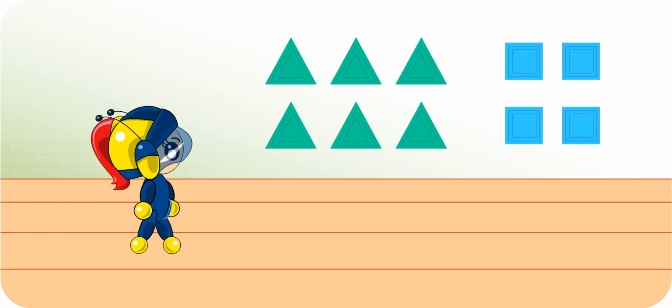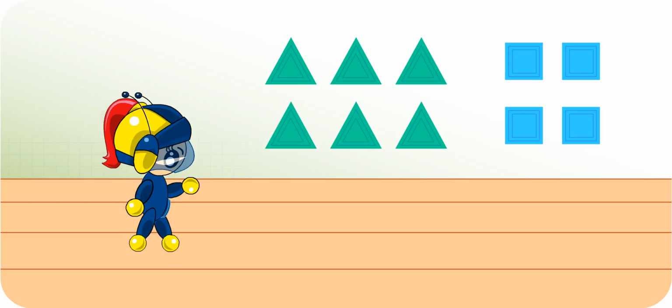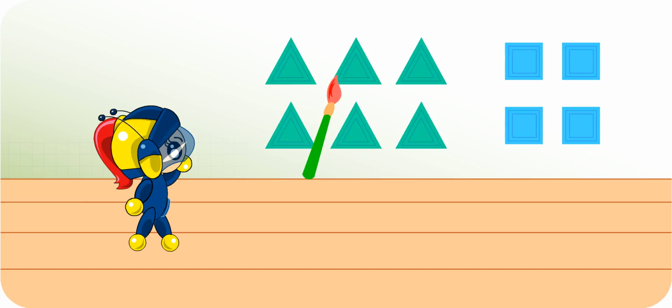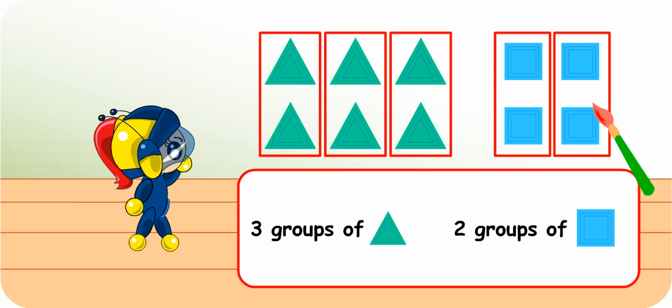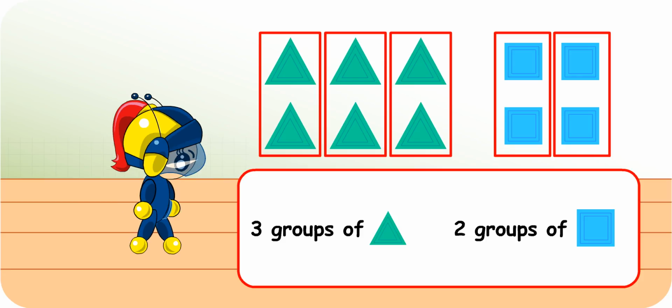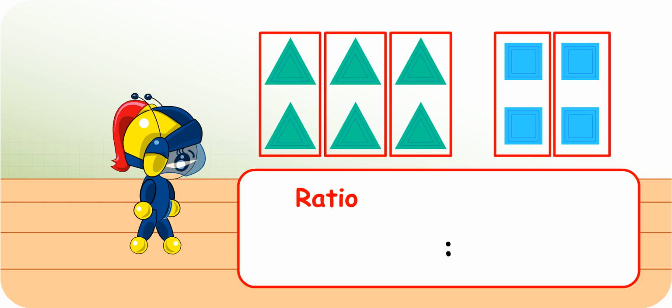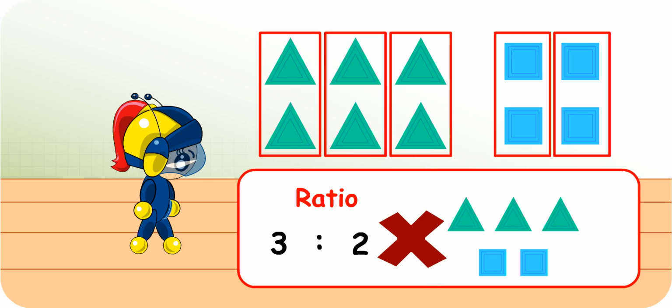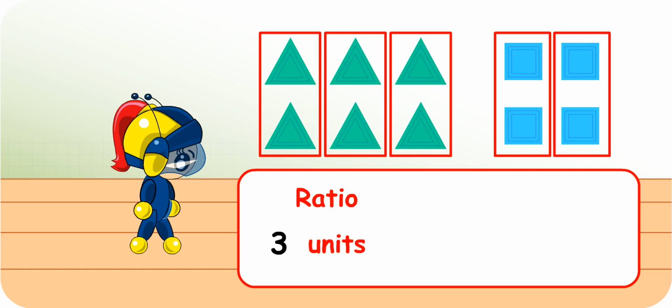How many groups of triangles and squares can you see? There are 3 groups of triangles and 2 groups of squares. So we say that the ratio of triangles to squares is 3 to 2. 3 to 2 does not mean that there are 3 triangles and 2 squares. It means 3 units to 2 units.